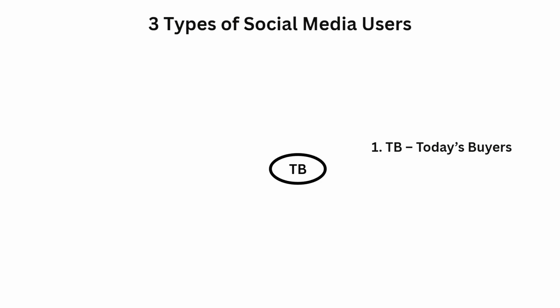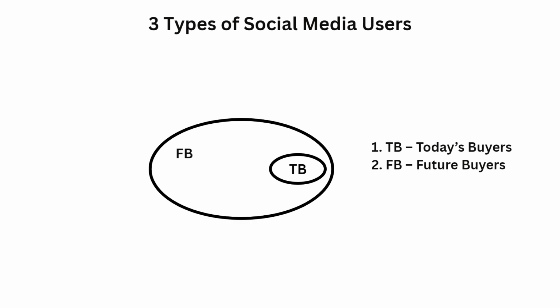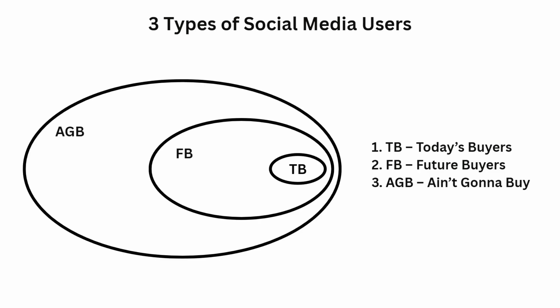Here is what you should know about social media ads. All Facebook users can be divided into three main groups. The first group is TB, today's buyers, people who are ready to buy today. The second group is FB, future buyers, they will buy later. And the last group is AGB, ain't gonna buy, people who will never buy no matter how many ads you show them. And if you have been running ads for a while, you probably already know that AGB makes up like 99% of people.